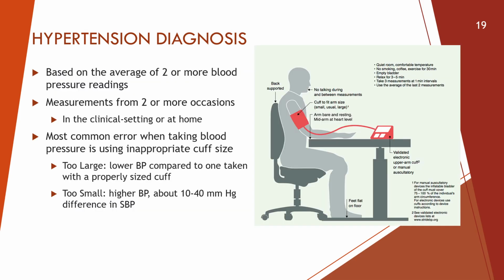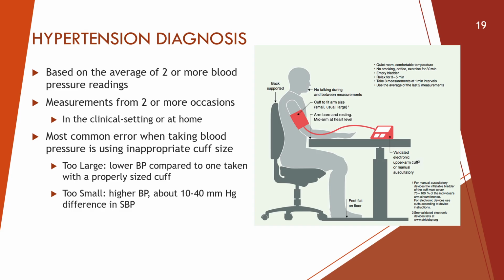A hypertension diagnosis will be based on the average of 2 or more accurate blood pressure measurements that are done on 2 or more occasions that are at least 1 week apart. And it can be done in the clinical setting or at home. I say accurate blood pressure readings because there are things that can change blood pressure, like the patient's position.